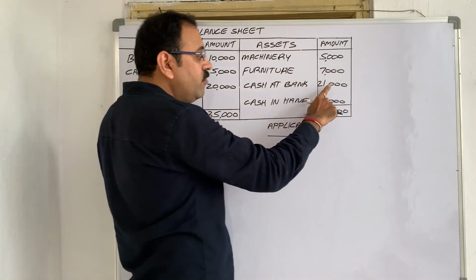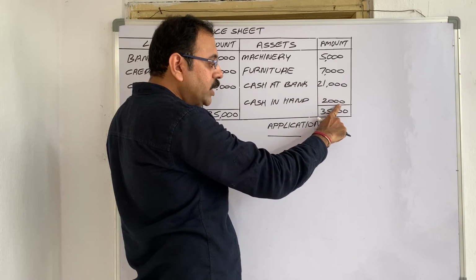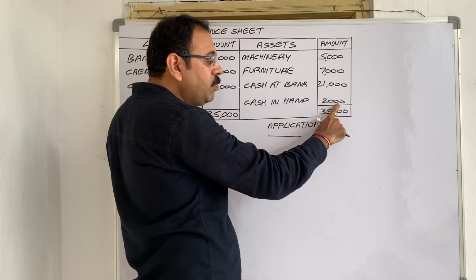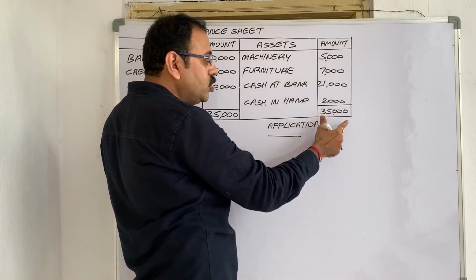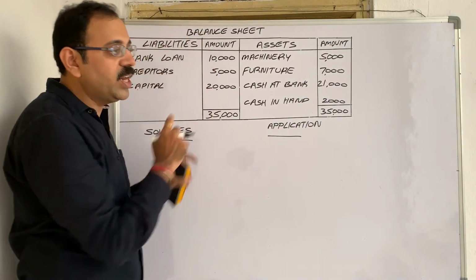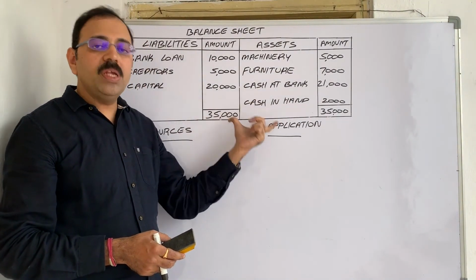How much amount we kept in the bank? 21,000. And to meet day-to-day expenses, with us we kept 2,000 rupees. So asset side total is also 35,000. This is one reason why asset side and liability side total should be the same.